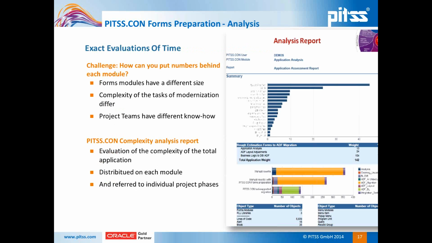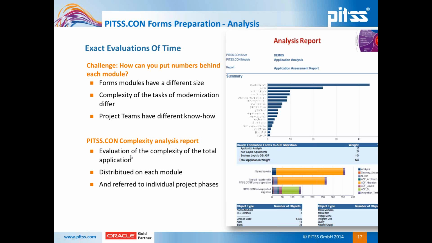The analysis report is really important because you can't come to us and say, oh, I have 100 forms, what would that cost me? Because every form is different. So we have here an average application, and you see the top form costs over 40 hours to migrate to ADF. But one of the less complex forms is only a couple of hours to migrate to ADF. So the complexity of the task differs from form to form, from program unit to program unit. And on the other hand, the project team skills differ. So if you're new to ADF, it takes you way longer to migrate from forms to ADF than if you have an experienced consultant who has been doing it for years. So that factor is also something you need to consider.